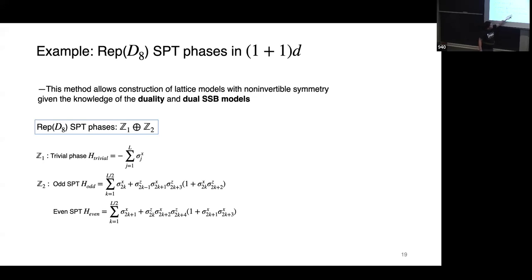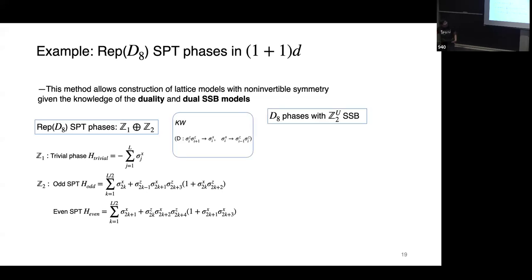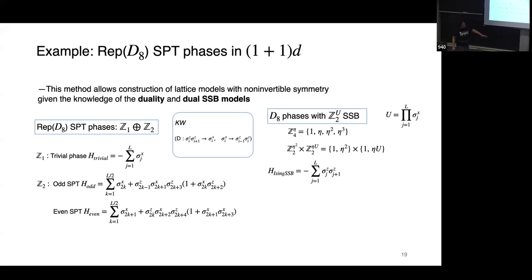They look complicated with some 5-term interactions, but you can get them from the D8 phases with Z2 SSB, together with the Kramers-Wannier transformations. And for the D8 case, if we focus on the first one, the unbroken symmetry is just Z4. So the SSB is just the Ising SSB. And if you do the Kramers-Wannier, it gives you the trivial phase.